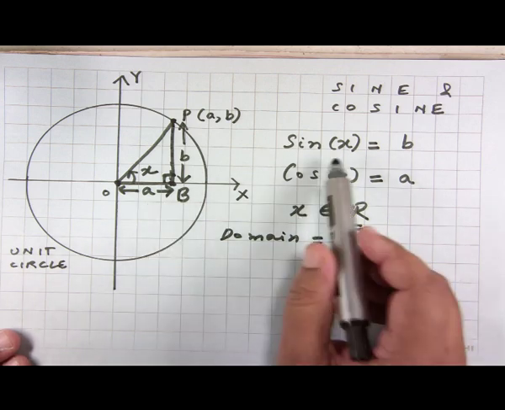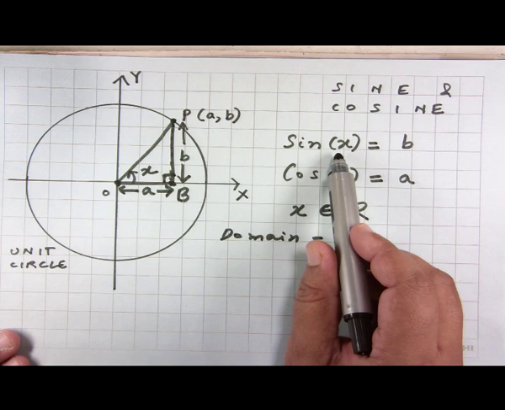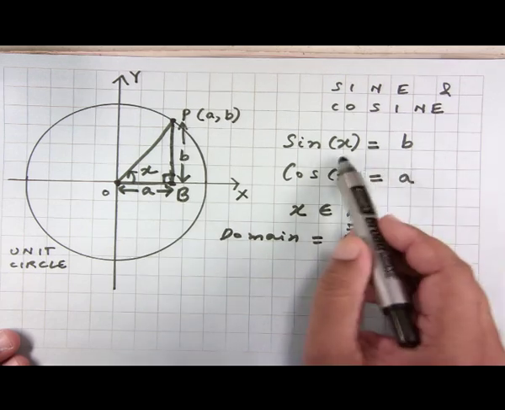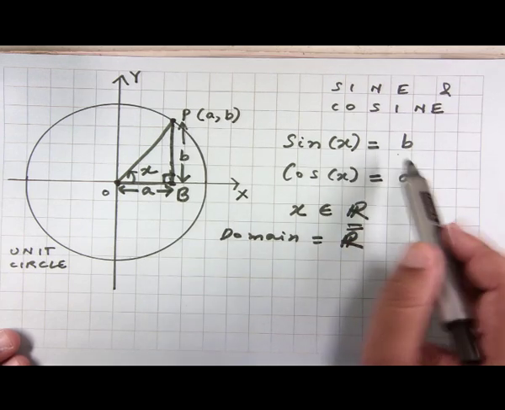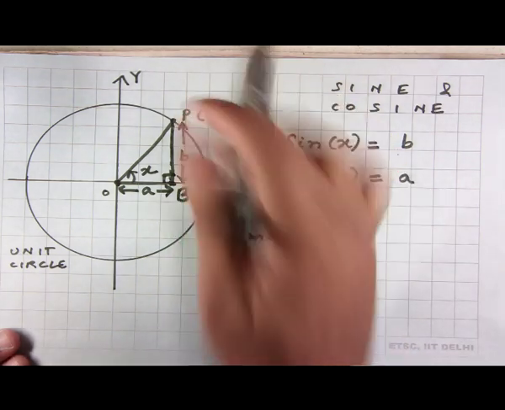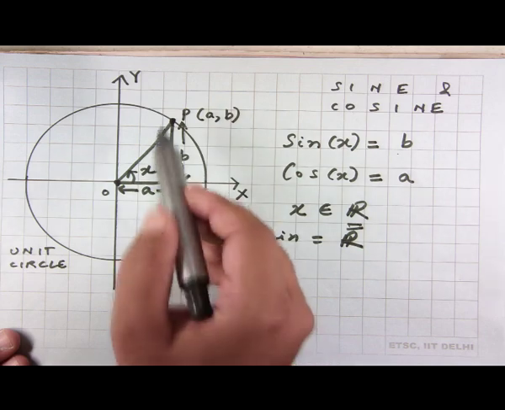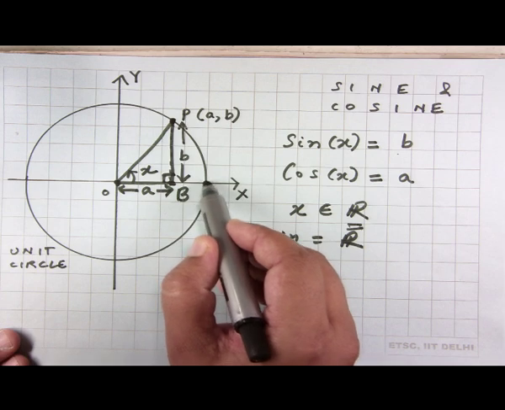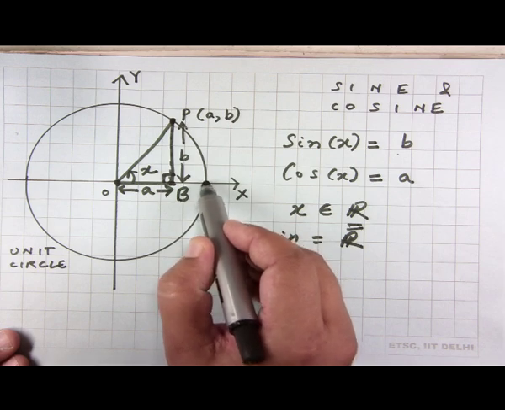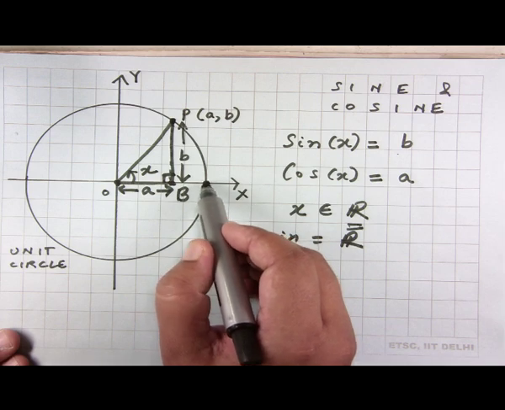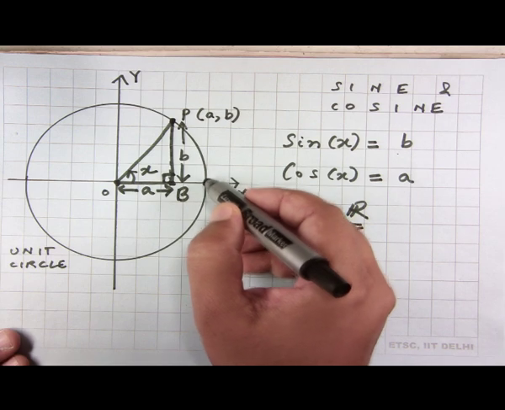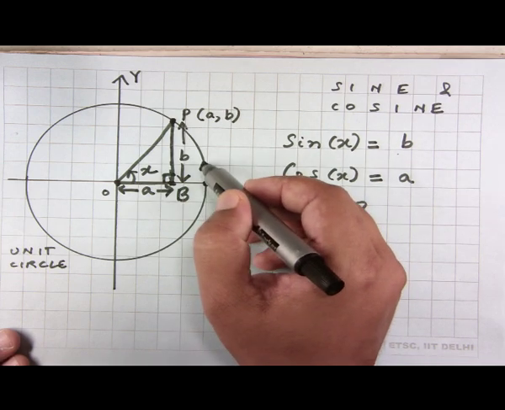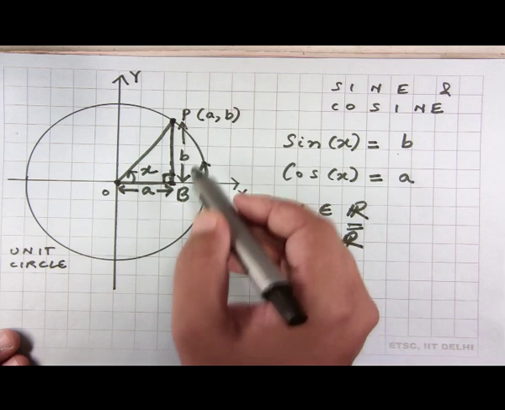If you see, for example, for the sine function, sine of x for any x is equal to the y coordinate of this point P. Now, as this point P moves, suppose initially P was here, then x is equal to 0, and as you move in the anti-clockwise direction on this circle, x starts to increase, and you can keep on going like this.